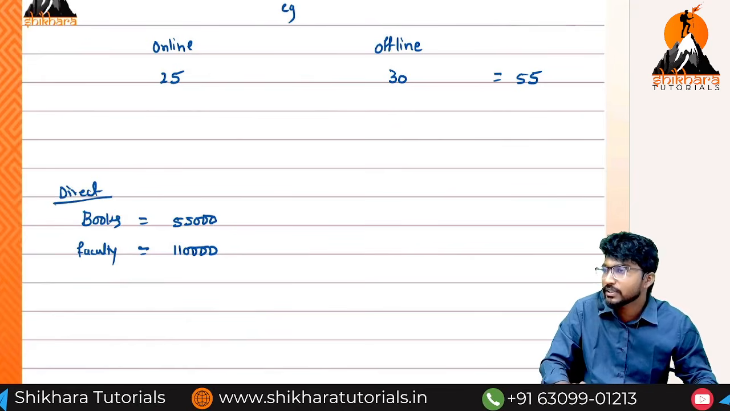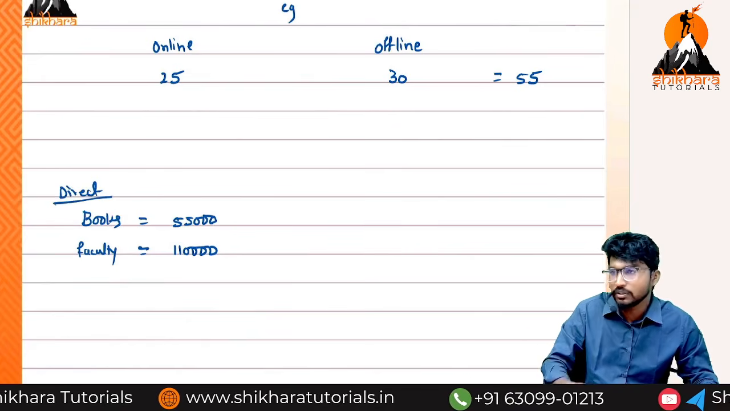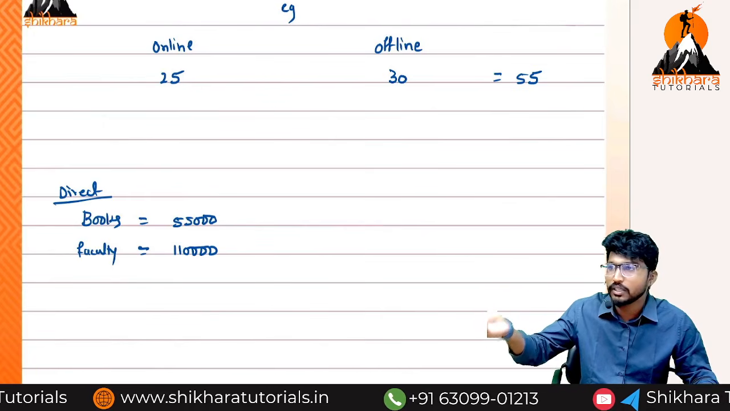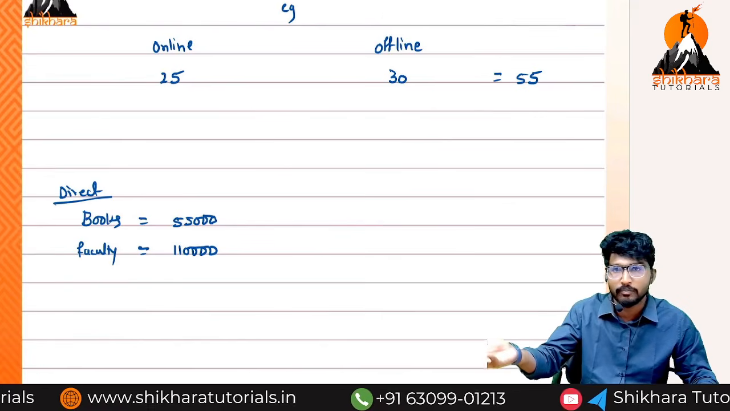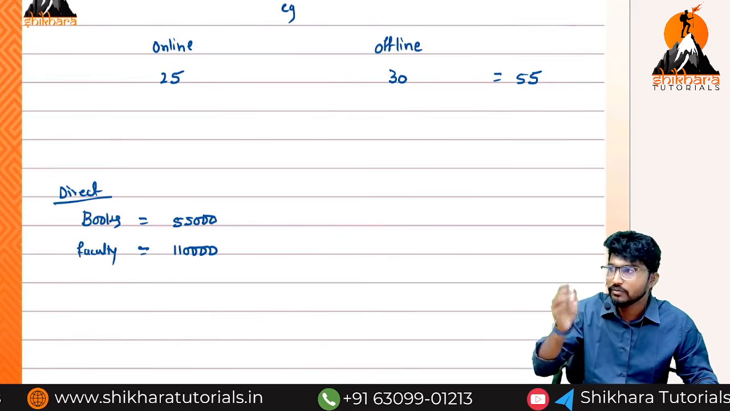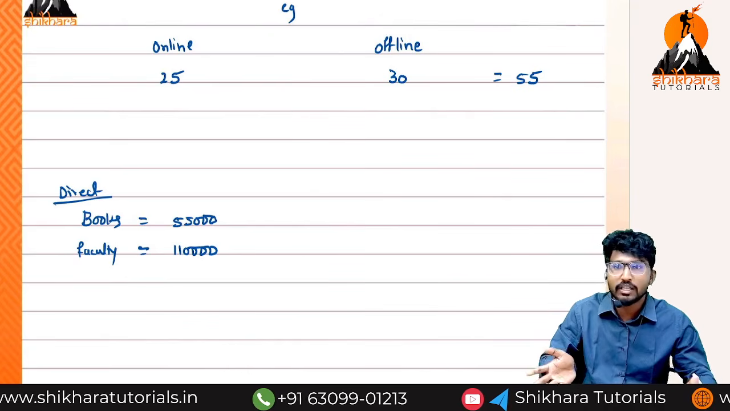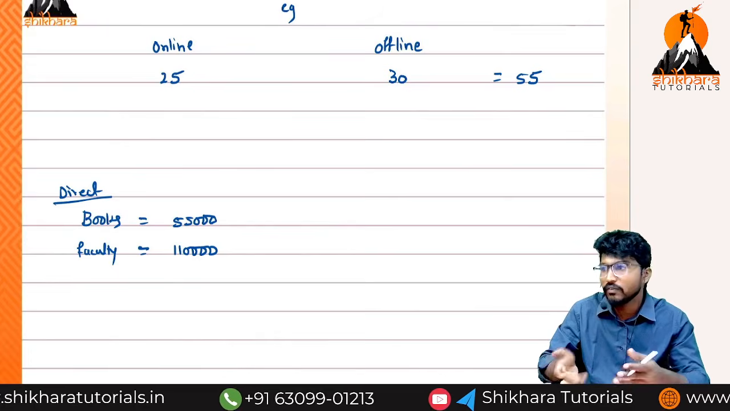For direct expenses like books, we incurred 55,000. Books will be the same for all, whether they are offline students or online students. Faculty, I am teaching for offline students as well as online students. The faculty cost will also be the same for both offline and online.